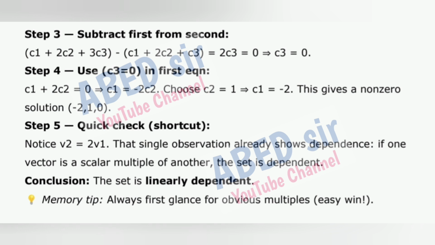Step 5. Quick check, shortcut. Notice V2 = 2V1. That single observation already shows dependence. If one vector is a scalar multiple of another, the set is dependent. Conclusion: the set is linearly dependent. Memory tip: always first glance for obvious multiples, easy win.